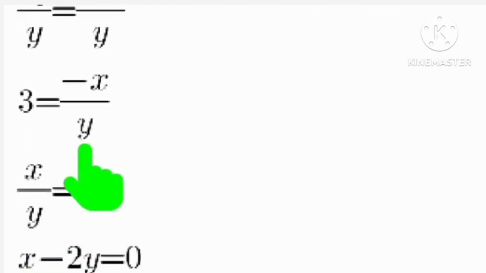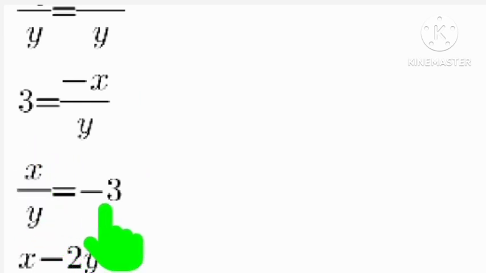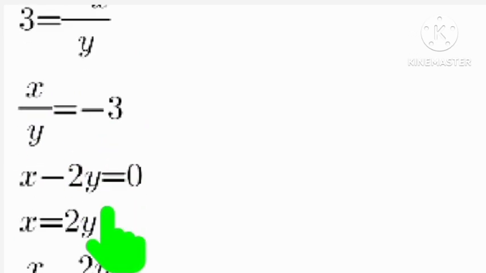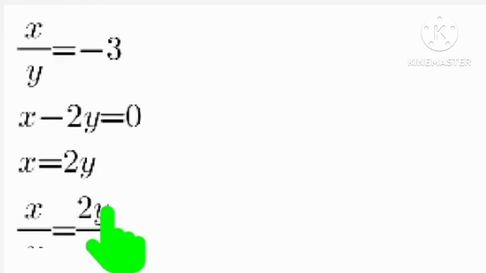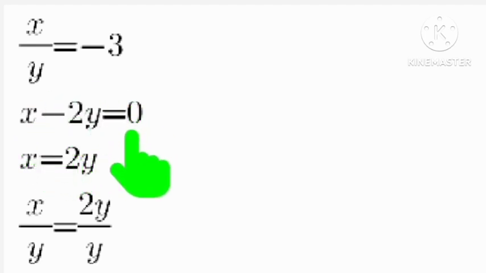That's what we did here. We simply multiply: x over y times negative will give you negative x over y, and 3 times the negative sign gives you negative 3. We're going to do the same thing for the second bracket. So we have x minus 2y is equal to 0. Since x is preventing negative 2y from becoming the subject of formula, we are going to take x to the other side.